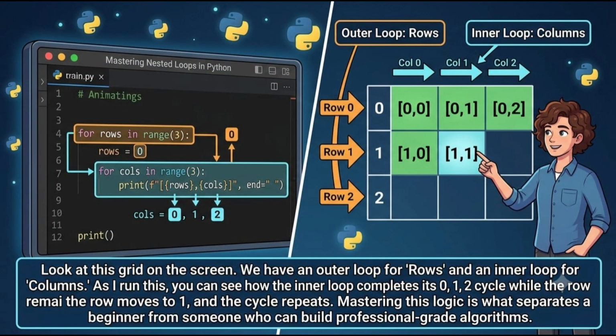Look at this grid on the screen. We have an outer loop for the rows and an inner loop for columns. As I run this, you can see how the inner loop completes its 0, 1, 2 cycle while the row remains at 0. Then the row moves to 1, and the cycle repeats. Mastering this logic is what separates a beginner from someone who can build professional-grade algorithms.